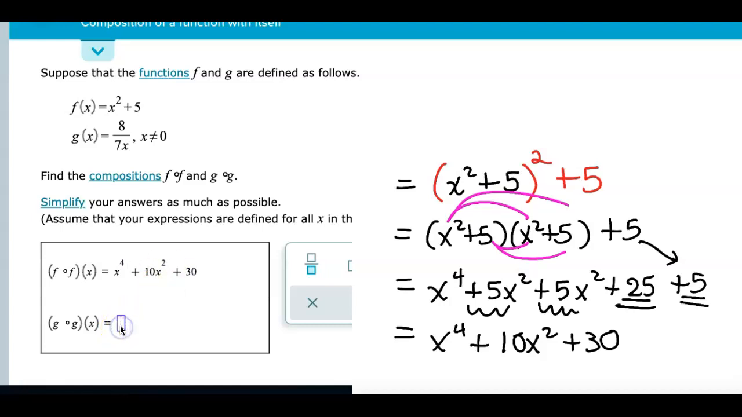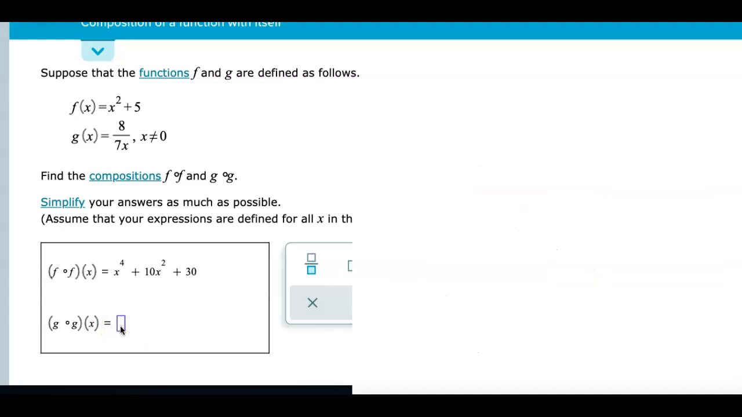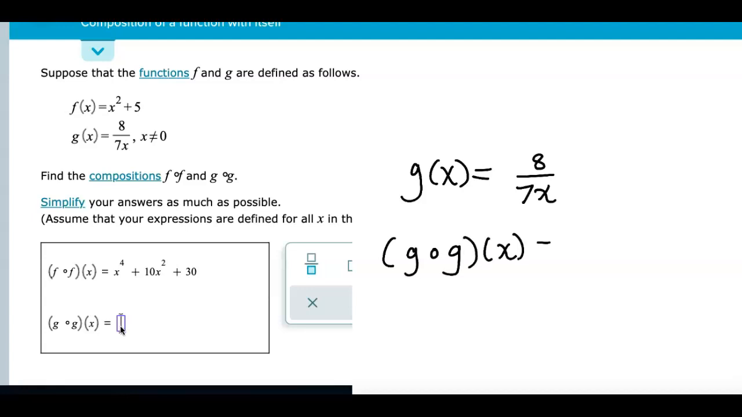Let's do g of g of x. I should write down what g of x is first. G of x is 8 over 7x. So when they ask us to find g of g of x, we're going to have to plug a fraction into a fraction. I like to write down what it is first.